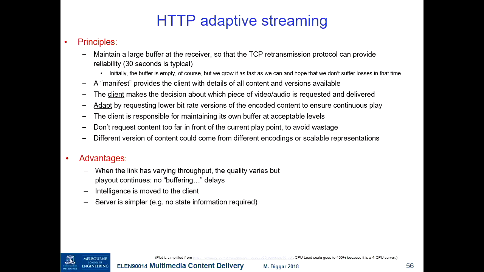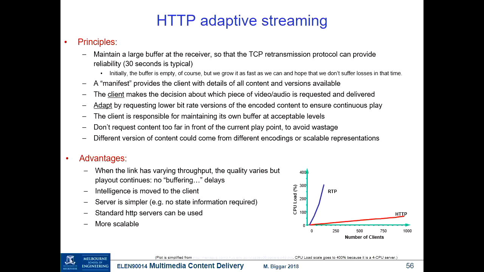And the server is simpler, so it doesn't have to even know about state information. It doesn't have to know how much data it's sent to you. It just responds to every individual request. So a new request comes for chunk 59 from this movie, it just provides the bytes and doesn't even know that previously you chose chunk 58 or what bitrate you chose last time. It doesn't care. And because the servers are simpler, and I mentioned this before, standard HTTP servers can be used instead of having specialized streaming servers. And this means that the servers are more scalable.